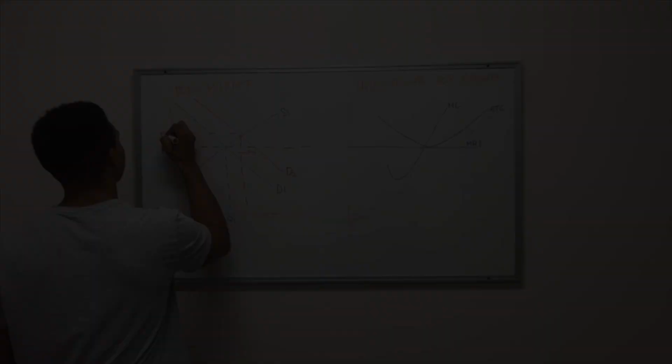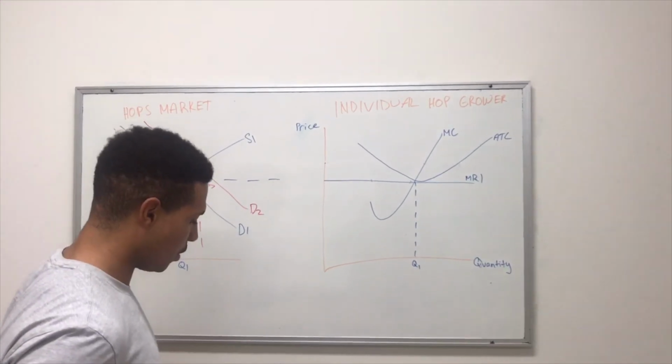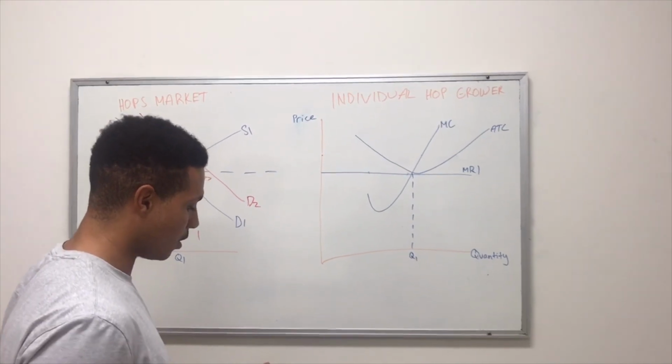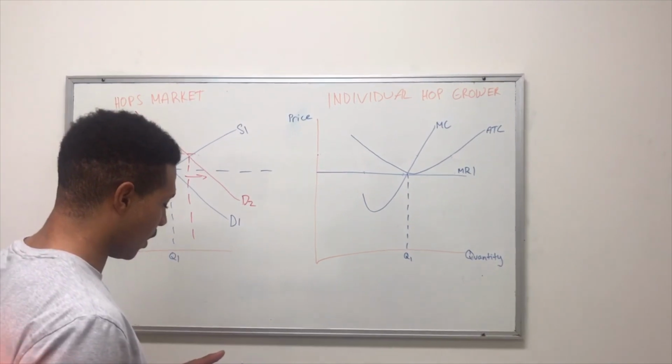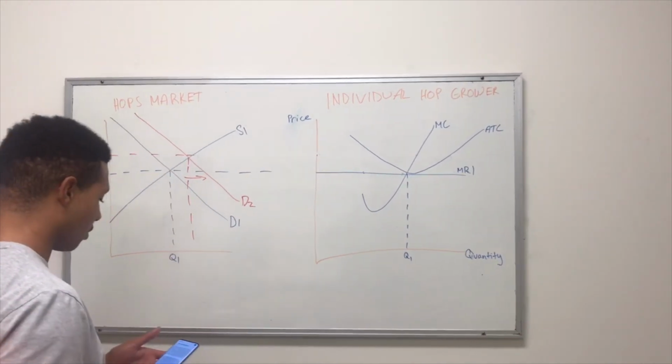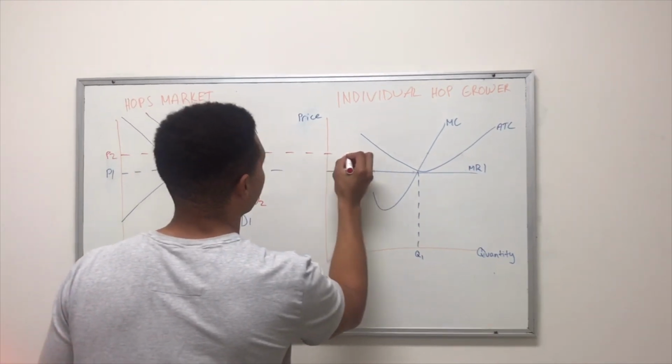to P2. With the assumption that the hops industry is perfectly competitive, the marginal revenue for the individual hop producer is the market price for hops. As such, each producer is a price taker. In the short run, the price for hops increases, and so too does the marginal revenue.